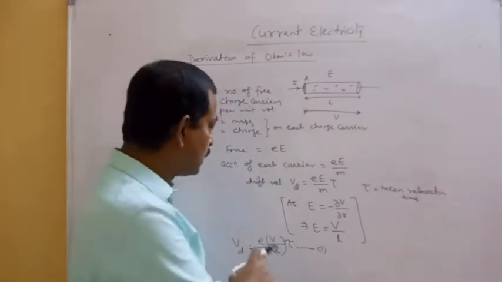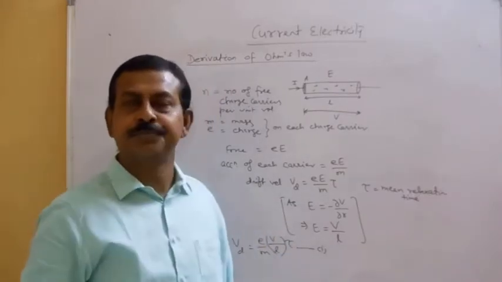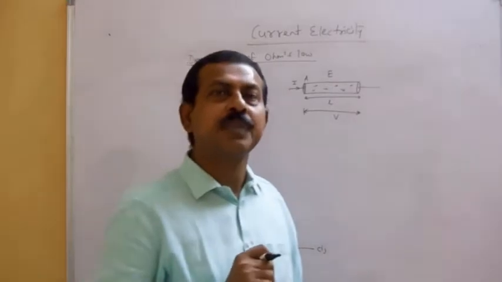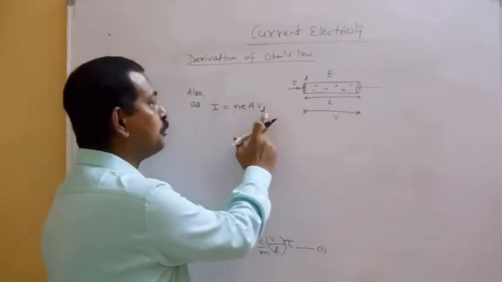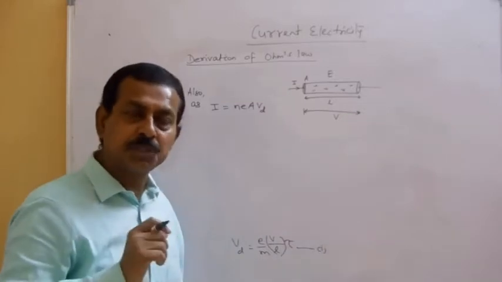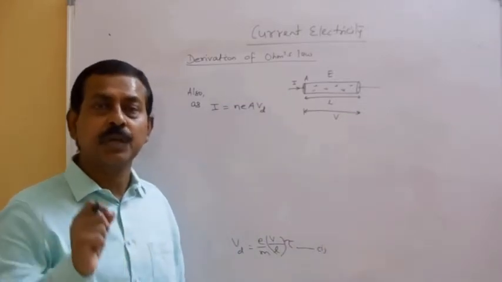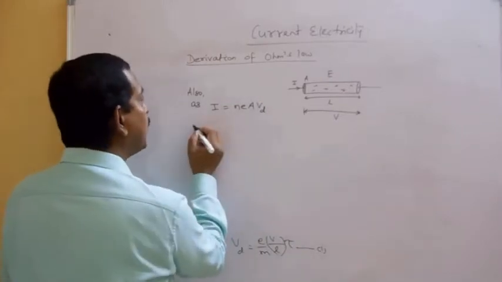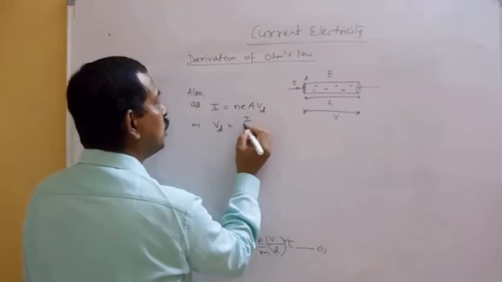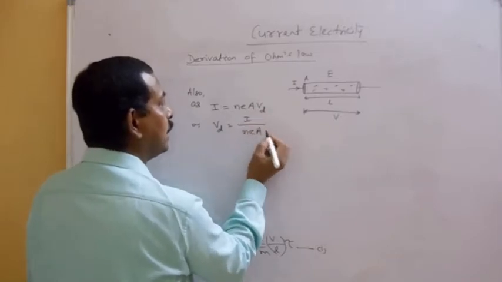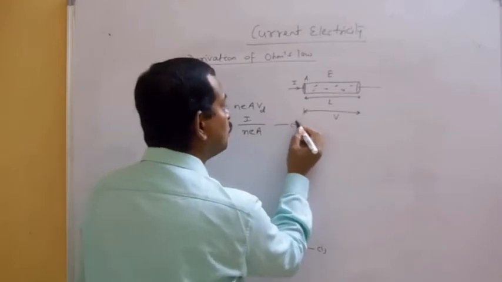Drift velocity, this is Vd equals e/m, V/L into tau. Also, as I is neAVd, this is the expression for electric current in terms of the drift velocity. So from this, if you take the expression for drift velocity, this will be I/neA. Let's call this equation number 2.